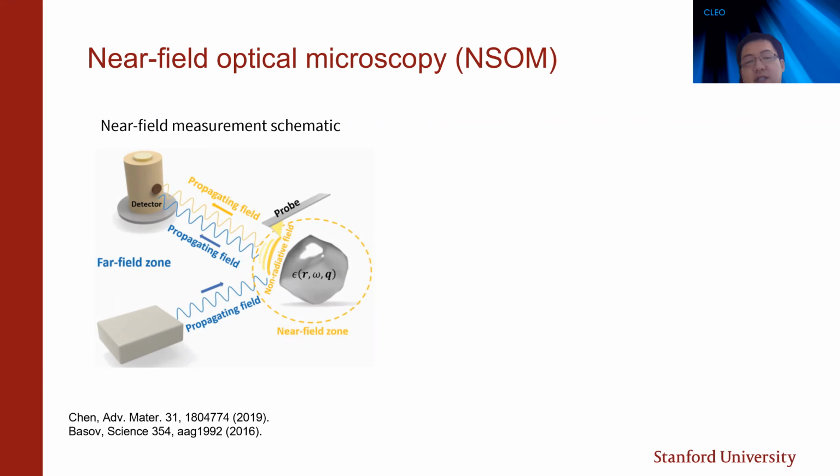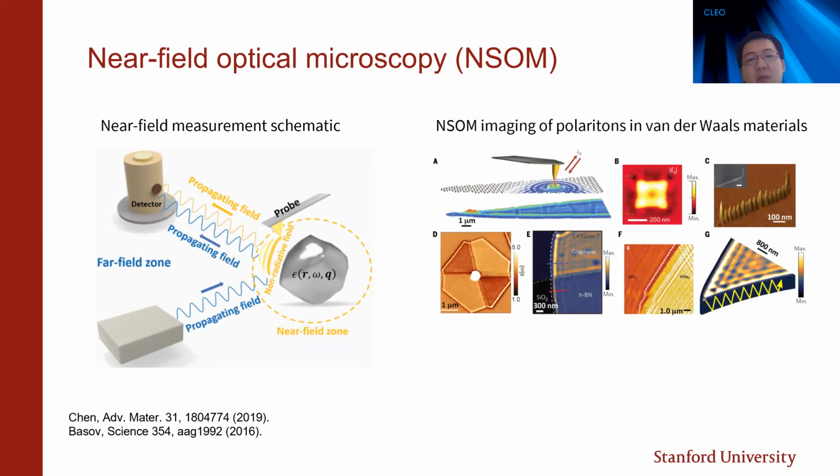Polaritons, such as plasmon polaritons or phonon polaritons, are very interesting near-field phenomena, and those high-momentum polaritons can be resolved by the s-SNOM technique. One good example is polaritons in van der Waals materials, such as plasmons in graphene or phonon polaritons in hexagonal boron nitride. In this talk, I will focus on s-SNOM imaging of plasmons in carbon nanotubes.